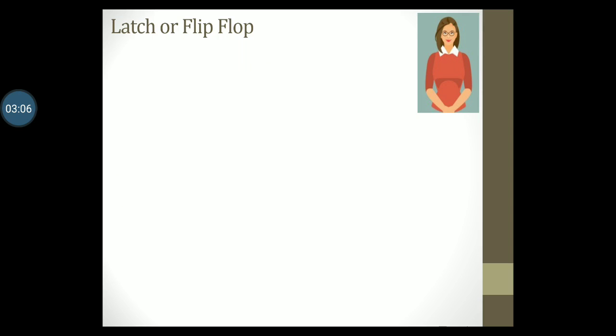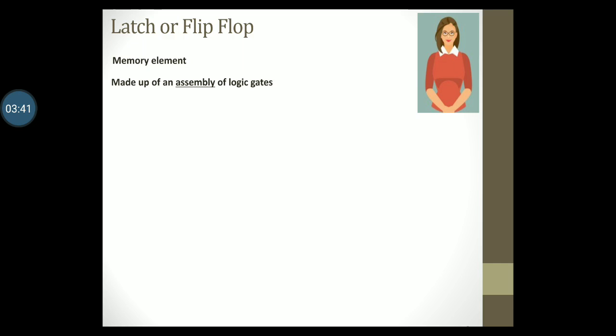Let me now introduce you to a concept called a latch or a flip-flop. There is a small difference between a latch and a flip-flop, which I will tell you about in the next slide. Let us first find out what is a latch or a flip-flop. A latch is the most basic memory element of a sequential circuit. It is made up of an assembly of logic gates that are interconnected in such a way that it is capable of storing just one bit of data.